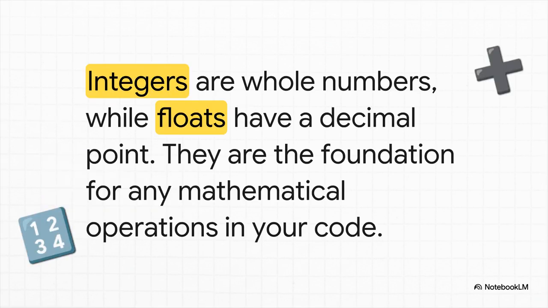First up, the numerics. This one is pretty straightforward, but it's so important. An int, which is short for integer, is just a whole number. Think of it for counting things you can't really split, like the number of people in a room. A float, on the other hand, is for numbers that need a decimal point. For things like the price of a gallon of gas or a precise measurement.